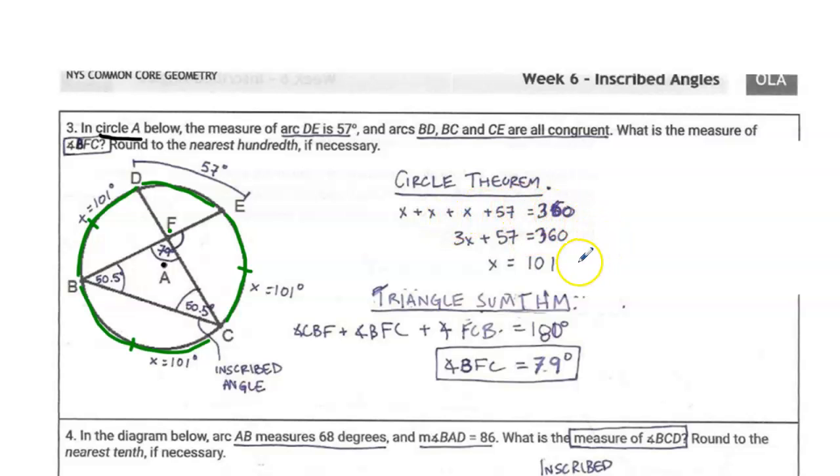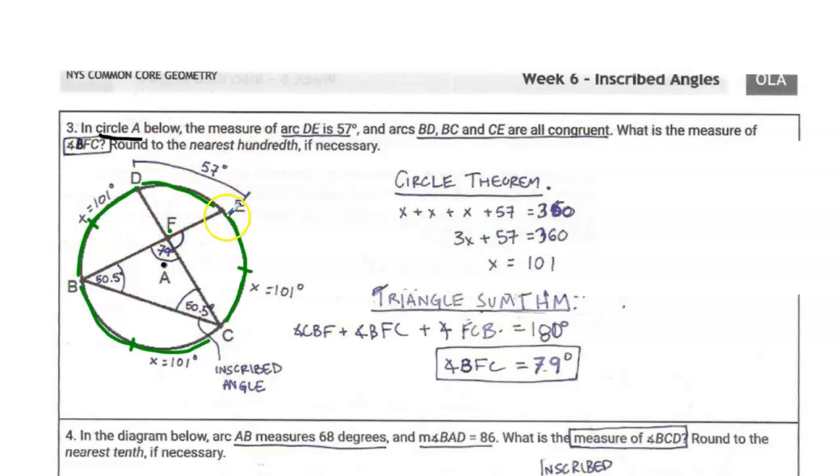Solving this for x, we get 101. That's 101 degrees, or Dalmatians. 101 degrees in each of these arcs. Fantastic. Now what we can do is go back and use our Inscribed Angle Theorem to find a couple of these angles. For example, I know that this angle that I'm outlining in red is an inscribed angle because its vertex is on the edge of the circle.